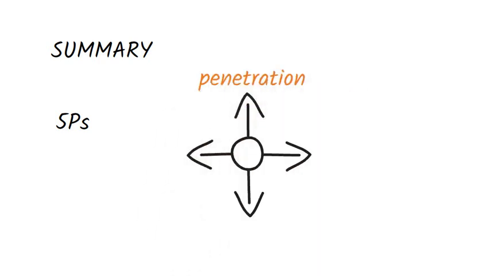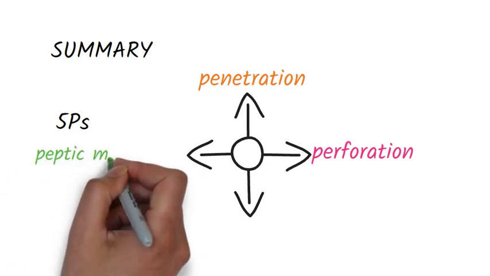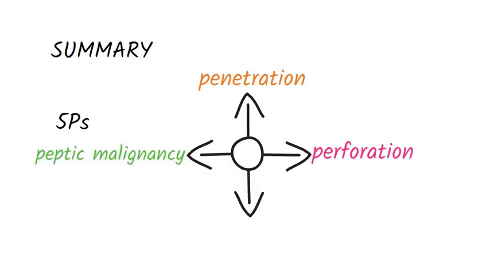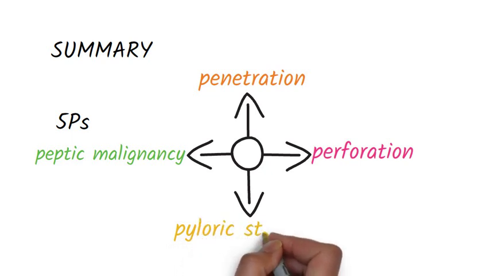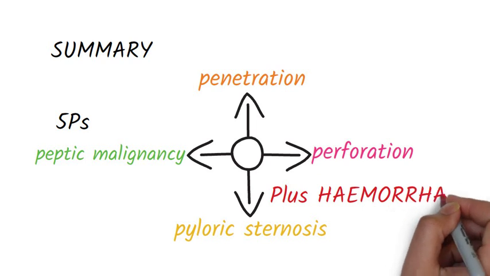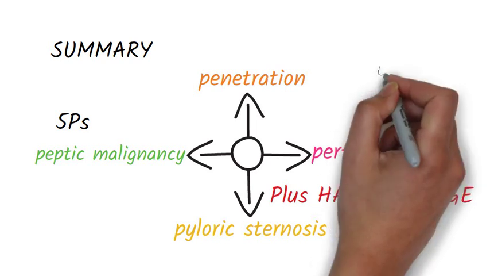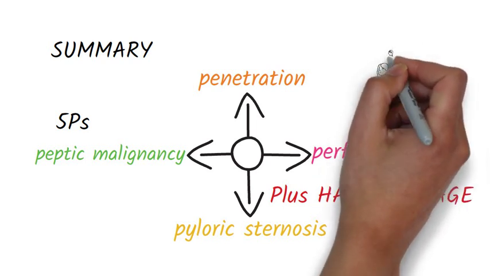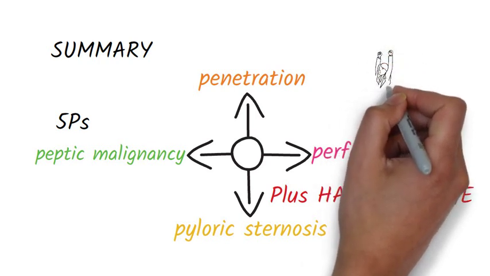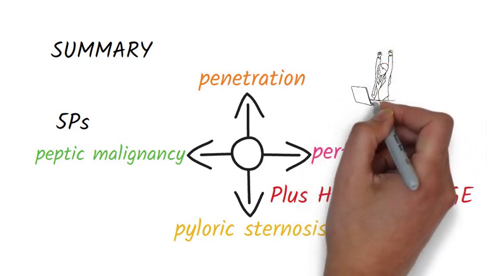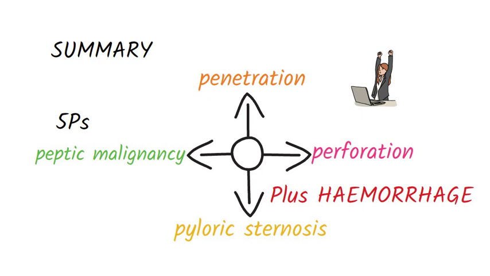So in summary, we talked about 5 P's. Can you remember the 5 P's? Yes or no? So we talked about penetration, we talked about perforation, we talked about peptic malignancy, which we said is more common in gastric ulcer. We talked about pyloric stenosis and plus hemorrhage. And hooray, you know the 5 P's of complications of peptic ulcer disease.